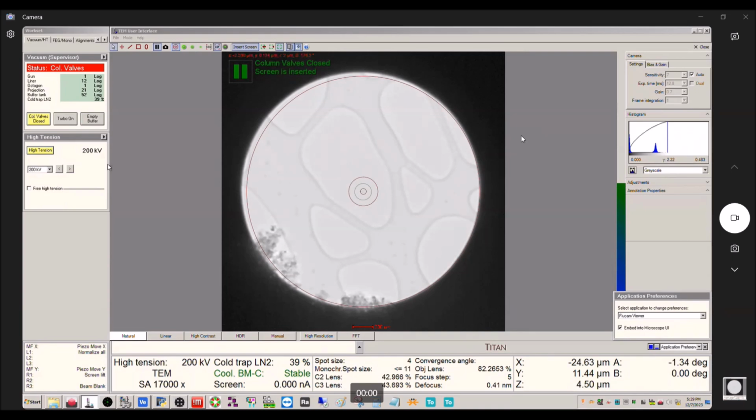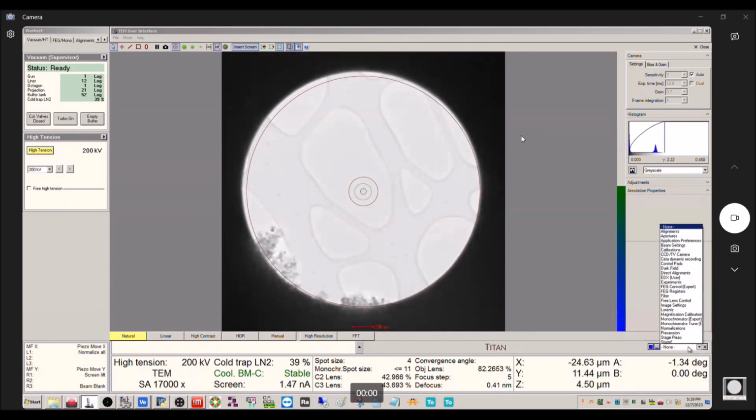Those of you who are familiar with performing energy filtered TEM, it's very similar to that, right? It's very similar to how you have a slit that selects an energy range, and then that goes and contributes to your image. This is basically the same thing, except it's done at the gun. So we have a series of slits and apertures.